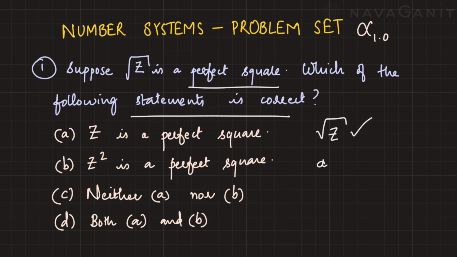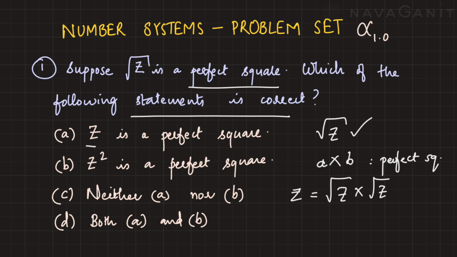Say a is a perfect square and b is a perfect square. Then the product of a and b will also be a perfect square. So z is nothing but square root of z multiplied by square root of z. This is a perfect square, this is a perfect square, so the product is also a perfect square, so option A is correct.